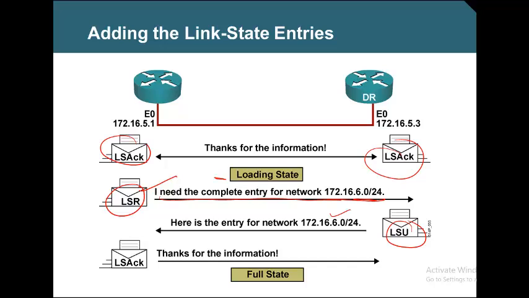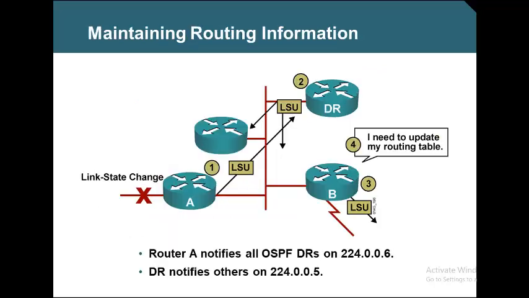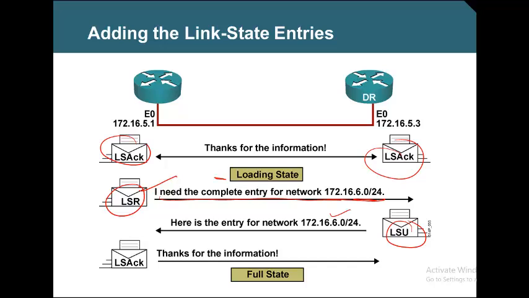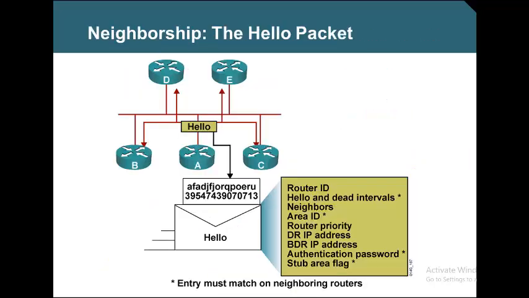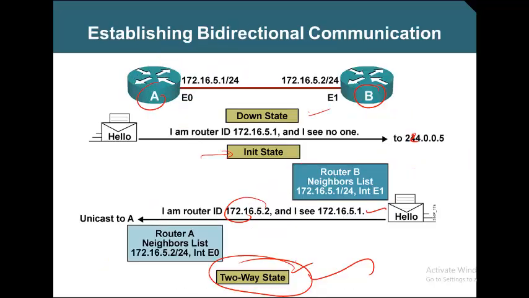All right. So 7 stages. Don't forget. Down state, init state, two-way state. Init state is when one of the routers is sending the first hello. Two-way is when the other router also sends hello. Now both know each other. That is two-way.